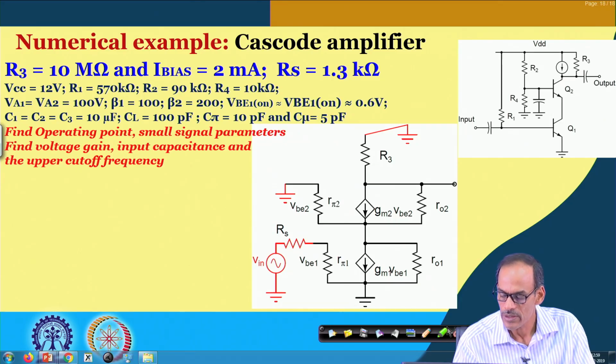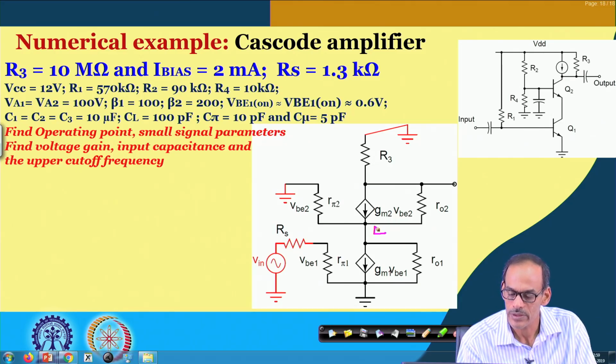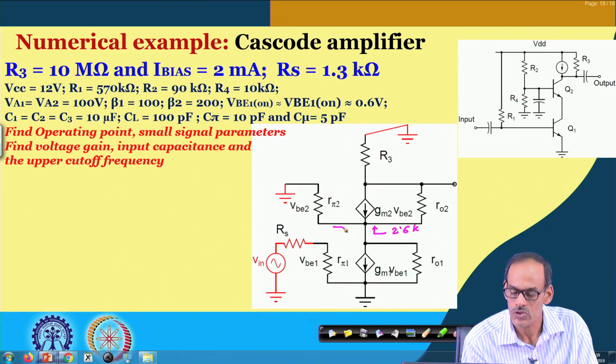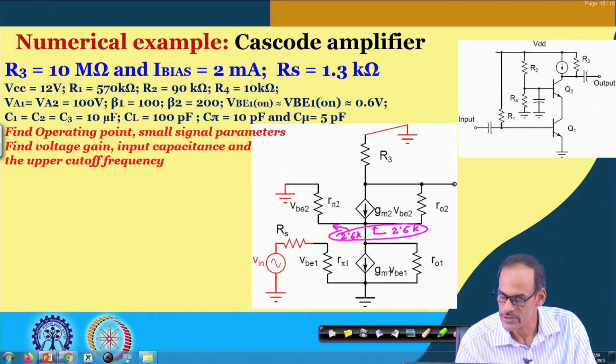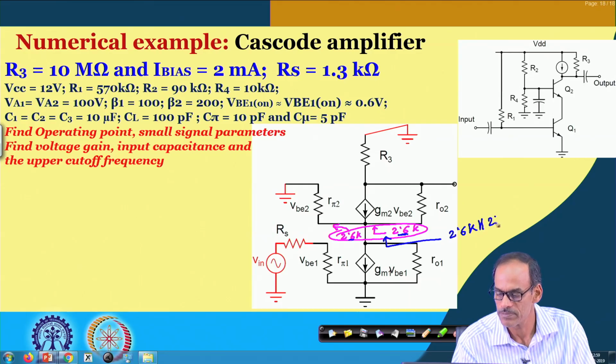So, what we have said is that this R equivalent coming from this part is 2.6 K, and also we do have 2.6 K here. So, these two together give us the total impedance for the lower transistor Q1. These two resistances together, 2.6 K in parallel with 2.6 K, is equal to 1.3 K, right.